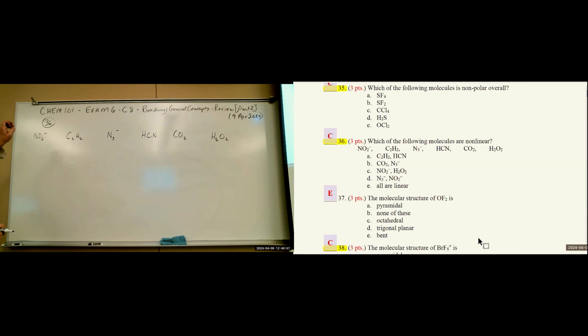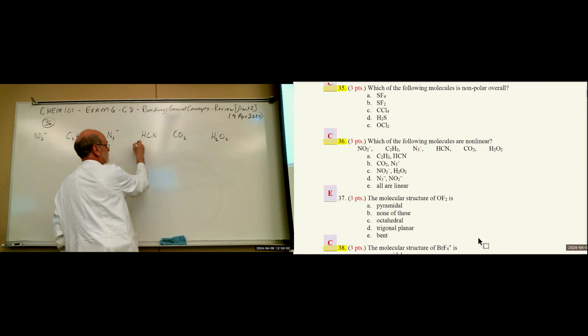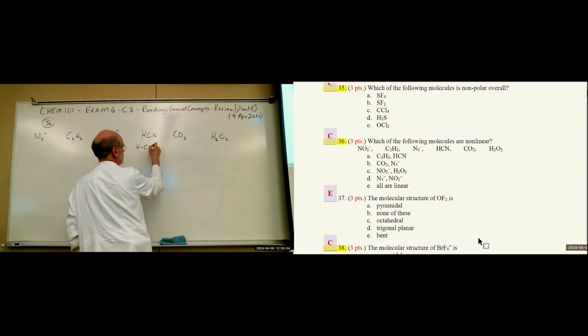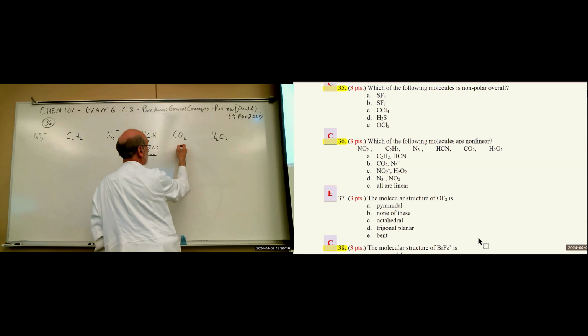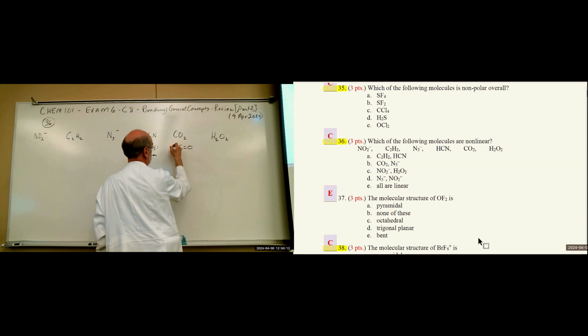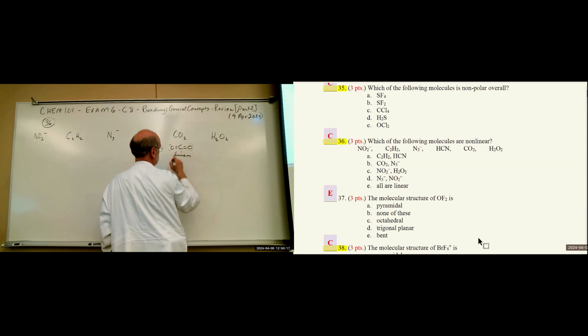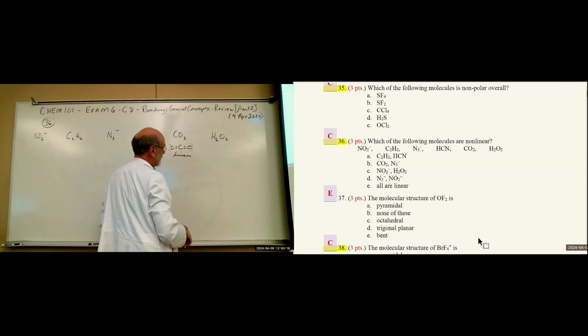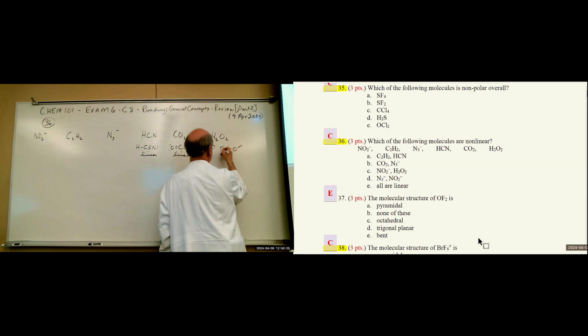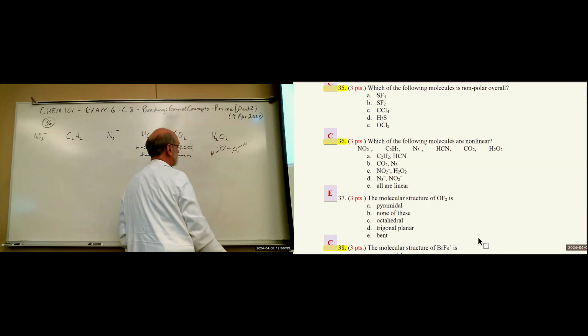So we're looking for the molecules that are non-linear. Right, we've done this one before. We did that one earlier. That's linear. Okay. We've done carbon dioxide before also. That's linear. H2O2 is double bent. We've done that one in a previous exercise. So that was not linear.